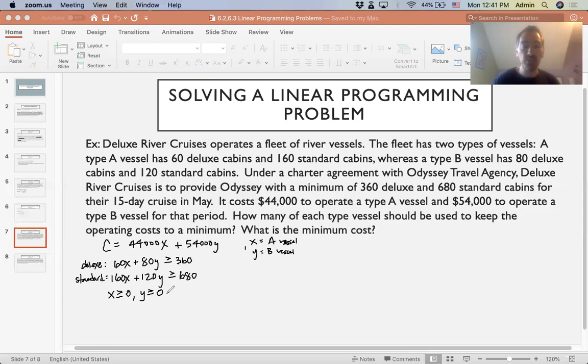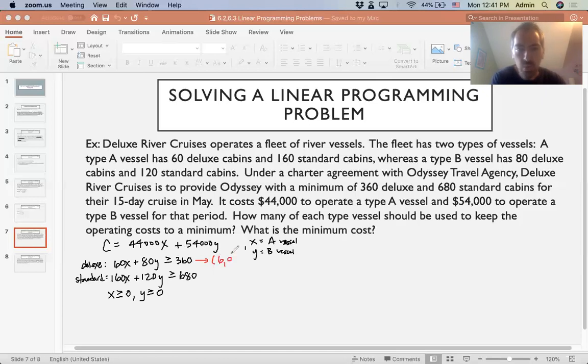All right, so now we're ready to graph the inequalities and find the corner points of our feasible set, and then plug into the cost function, see which one gives us the smallest cost. Okay, so when we're graphing this, we know that our approach is to find the x and y intercepts. The x-intercept is found by letting y equal 0, which is equivalent to dividing the constant on the right-hand side by the coefficient of x on the left-hand side. So 360 divided by 60 is 6.